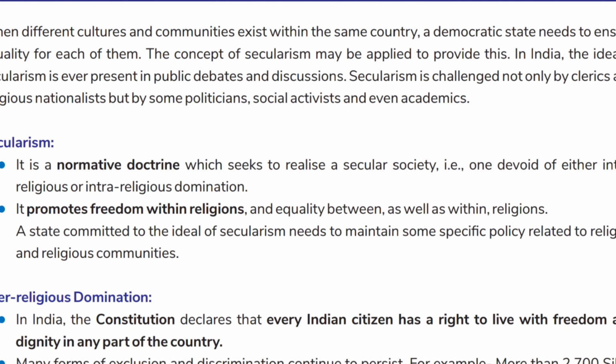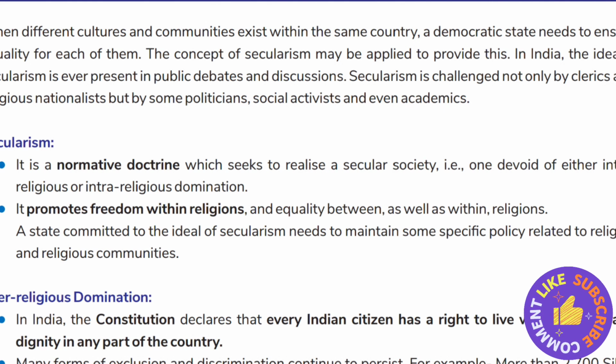In this video, I only tried to cover the important points. As this is a summary video, this is very useful for revision purpose. Secularism. When different cultures and communities exist within the same country, a democratic state needs to ensure equality for each of them. The concept of secularism may be applied to provide this.